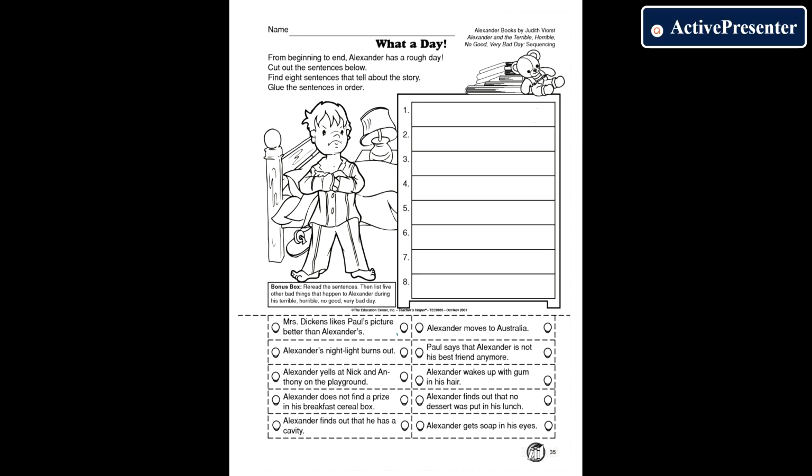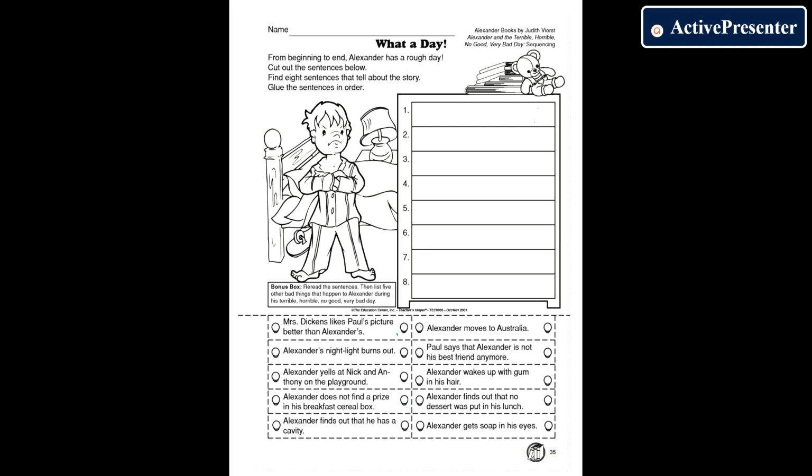So we just listened to Alexander and the Terrible, Horrible, No Good, Very Bad Day. And now we're going to sequence the story, which, remember, means putting the events in order from what happens first to what happens last. So we're going to read through these and see if we can figure out what happens first.